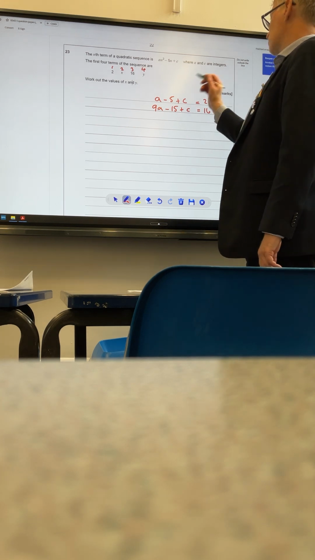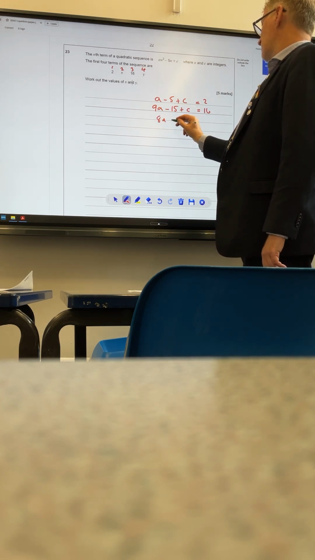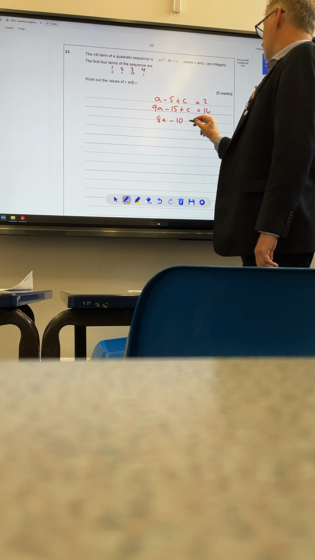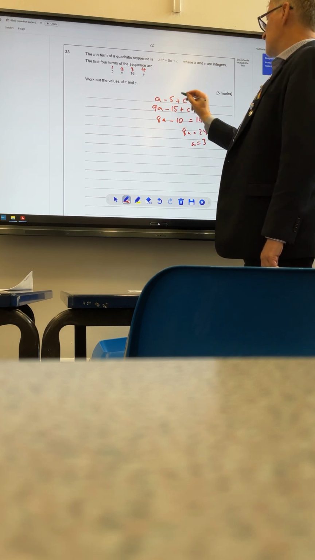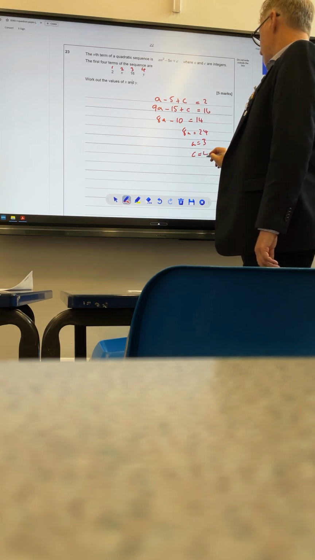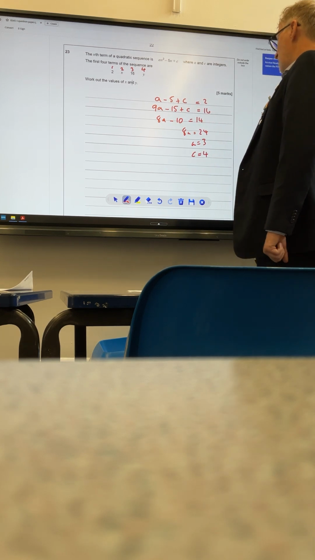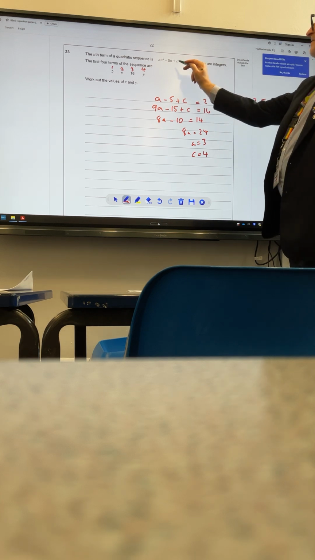Just by subtracting. Is this a triple simultaneous? No, just double simultaneous. You get 6a equals 14... and then a is 3. And if a is 3, stick it in there. c is 4. And now we know our a and our c. That means it's 3n squared minus 5n plus 4, because that's what our a and our c is.